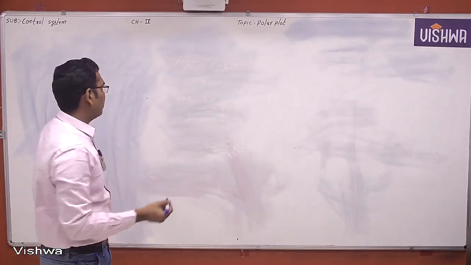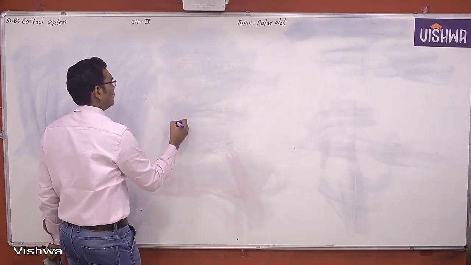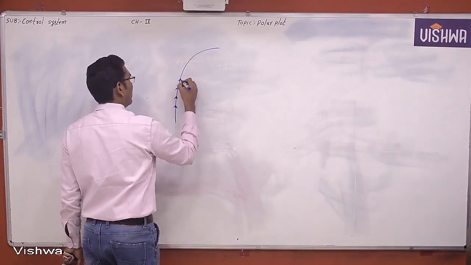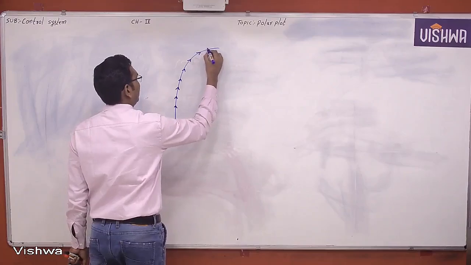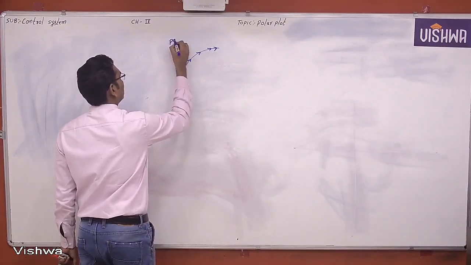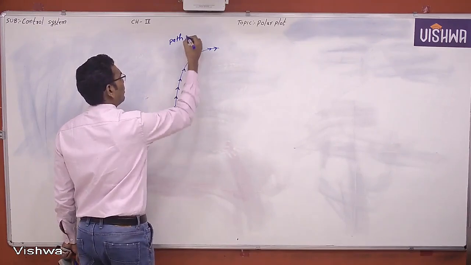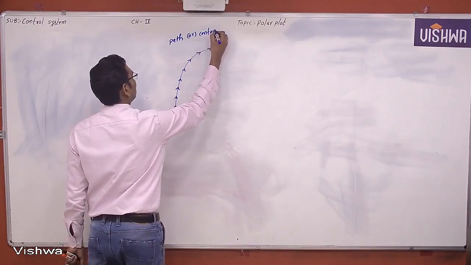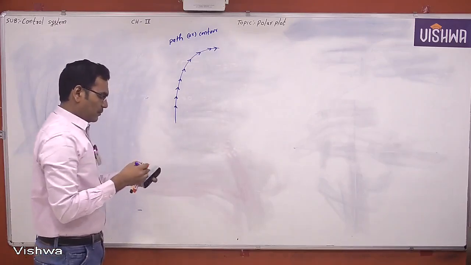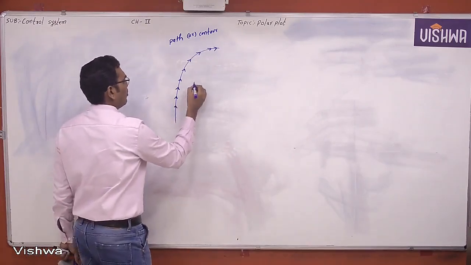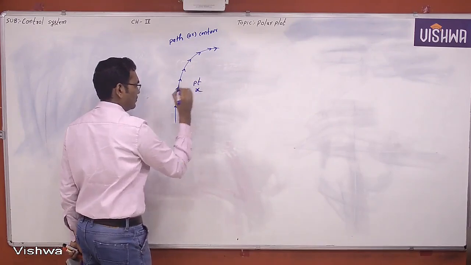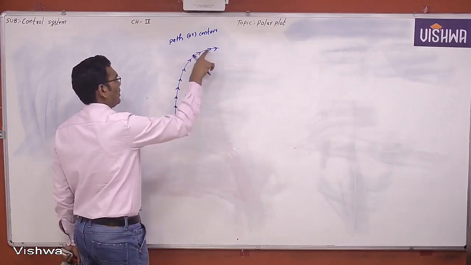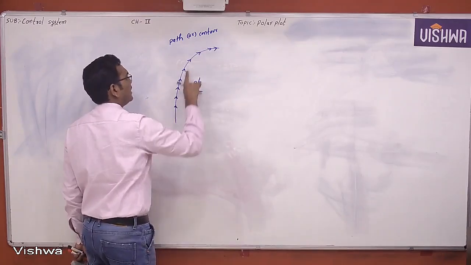Now see here. Assume this is some polar plot or path or whatever it may be. This is some path or contour, part of the polar plot. Now let us take this is some point x. See the point x with respect to the direction of the polar plot. This is the point x and this is the direction of the path.